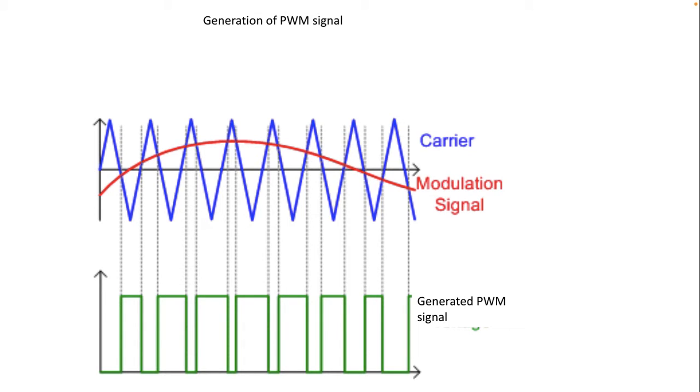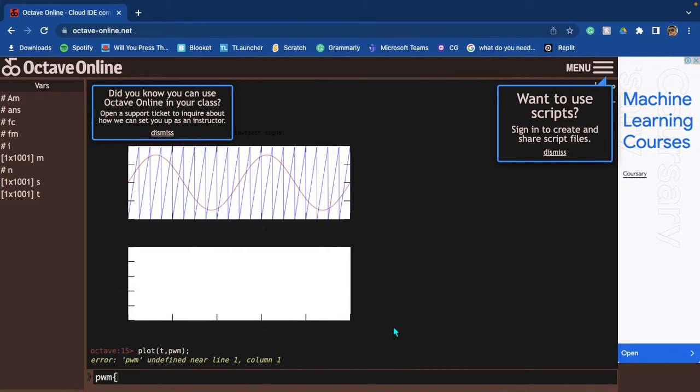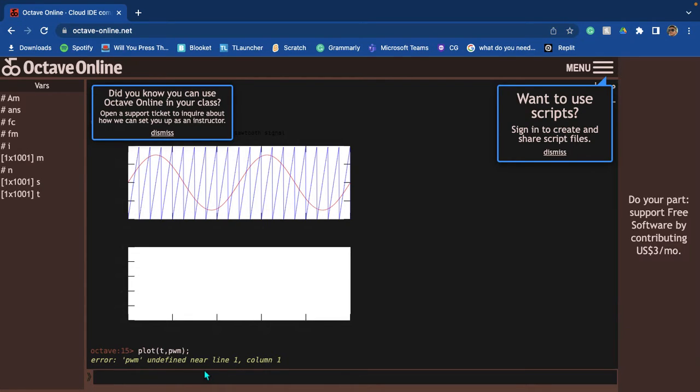Let's go to Matlab and start the coding to generate a pulse width modulated signal. I have Octave Online. We'll start from the origin. Let's take t equal to 0 to 1 second with an interval of 0.001.